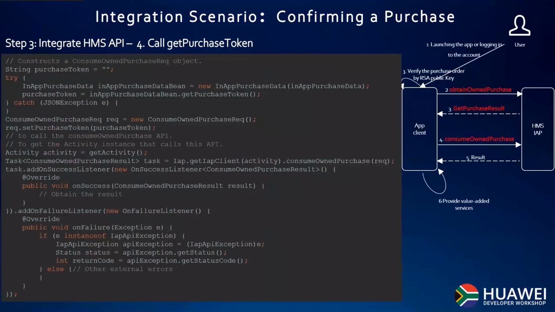Now from there, the user has to confirm the purchase, and after the purchase has been confirmed, the app client will then obtain their own purchase and send it to the IAP service. The IAP service will then do the processing of sending the money to the relevant parties, and then get you the results information depending on whether the payment was successful or not.